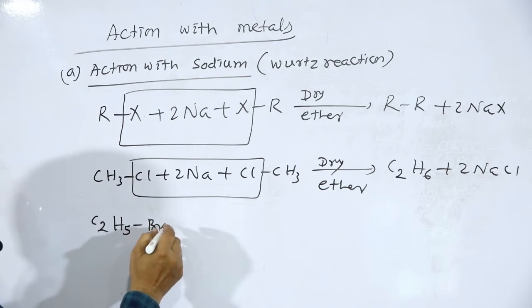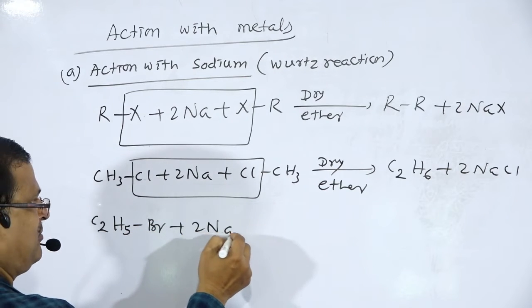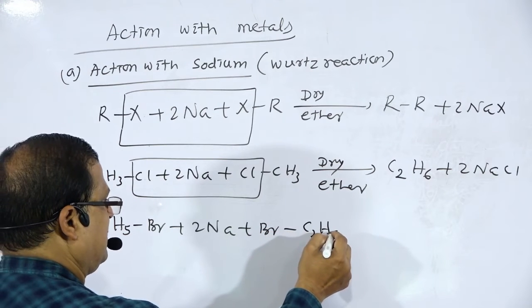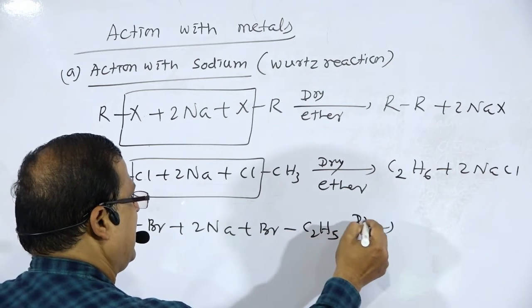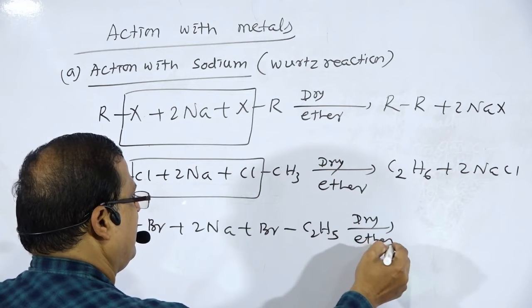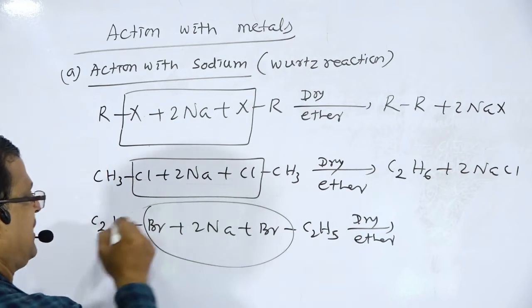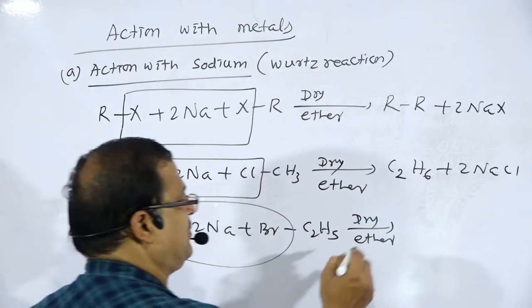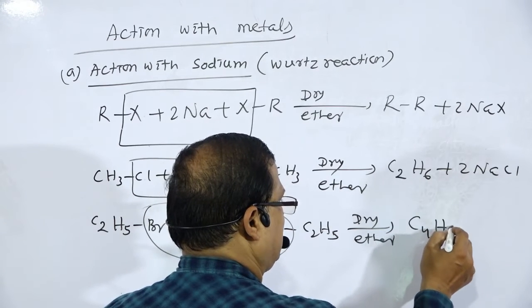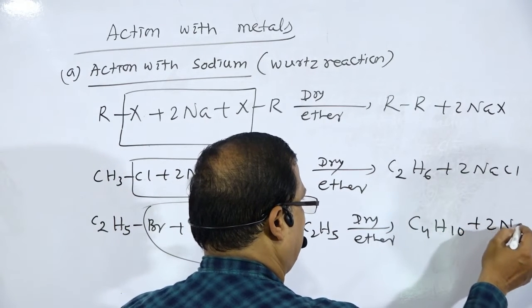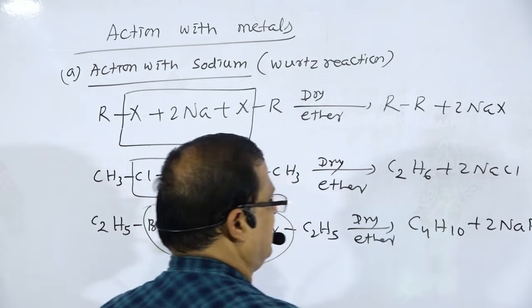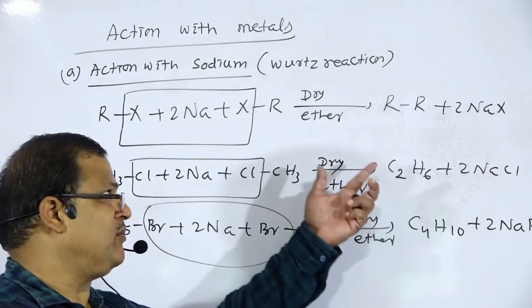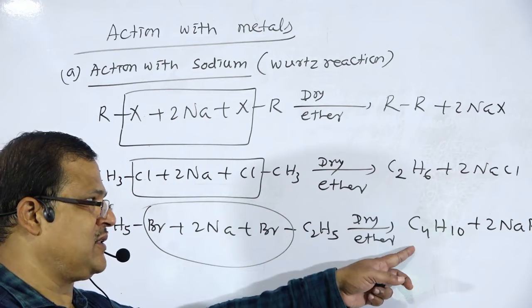Or if you take C2H5Br, ethyl bromide, it reacts with metallic sodium plus BrC2H5 in dry ether. Again, this part is removed in the form of NaBr, and C2H5 bonds with C2H5 to give C4H10 plus 2NaBr. C4H10 is butane. So this is the method to prepare higher alkanes.